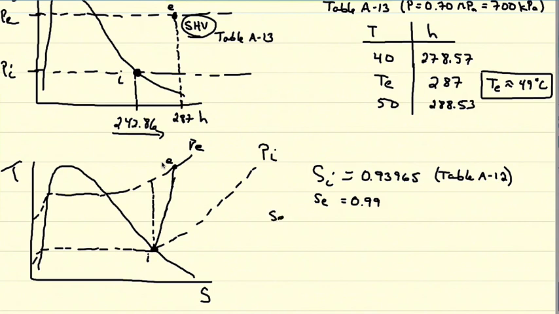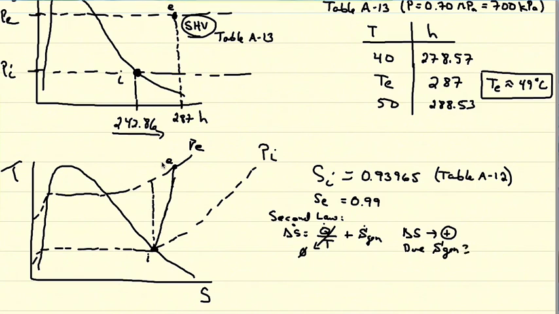So if I take a look at the second law equation, we can say that delta S dot is equal to our heat transfer rate Q dot divided by T, plus our entropy generation, S dot gen. We've already established that the heat transfer term is 0 because we're making the assumption that our analysis is adiabatic. And since delta S is a positive number, that means it's due to entropy generation, because we know that S gen can only be greater than or equal to 0.